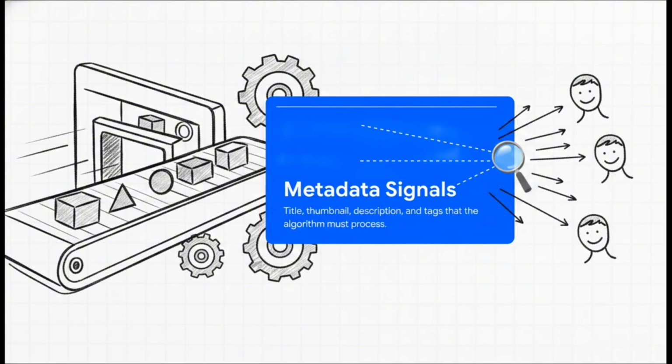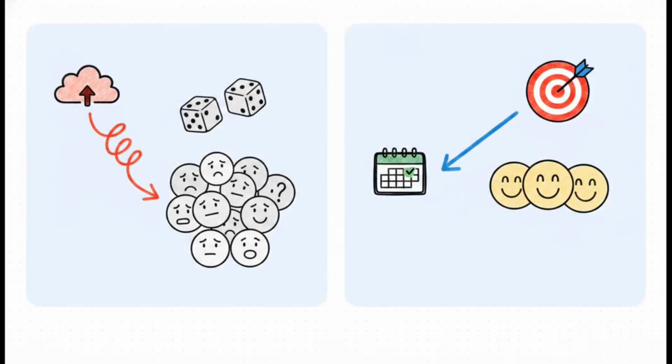If you don't give the machine time to scan this data, it's essentially flying blind. So when you hit public instantly, you are literally forcing the machine to guess. Because it hasn't had the time to fully analyze those metadata signals we just talked about, it ends up throwing your hard work out to a completely random, untested audience.